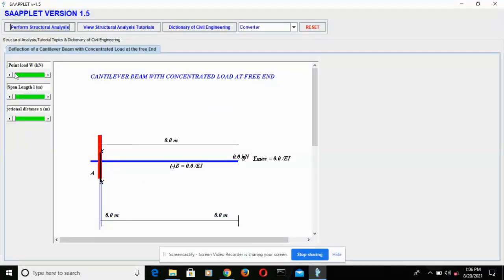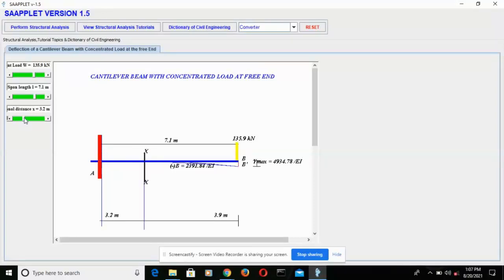So we use this to set the point load. You can see this is a cantilever beam which is fixed at A and free at B, point B. So we apply the load to whatever value we want. We set the span length. Then we'll consider a sectional distance from A.